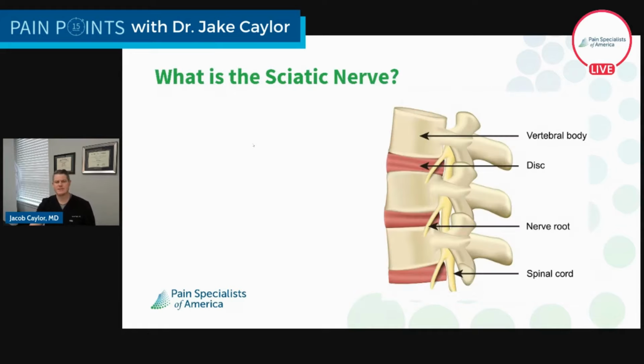So what is the sciatic nerve? The sciatic nerve is really formed by the nerve roots of multiple levels. We have to remember that in the spine, the spinal cord is in the middle, and it gives off these nerve roots that come out of the intervertebral foramen at each side. Those nerves form a spider web or meshwork of connections between them, and then they grow out into a nerve. And this one that we're talking about is the sciatic nerve.